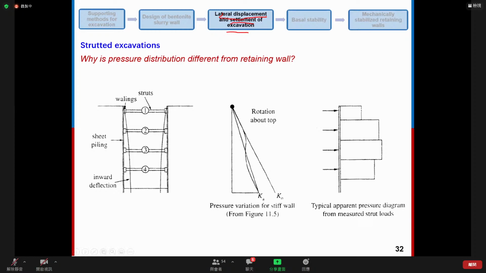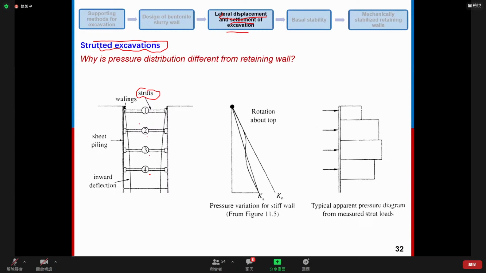Okay, before we discuss the settlement calculation, let's look at strutted excavation. For this excavation, we will not only have a retaining wall like sheet pile wall, we will also have struts. For example, we have excavation supported by sheet pile wall and struts. So we have like 1, 2, 3, 4 layers of struts.